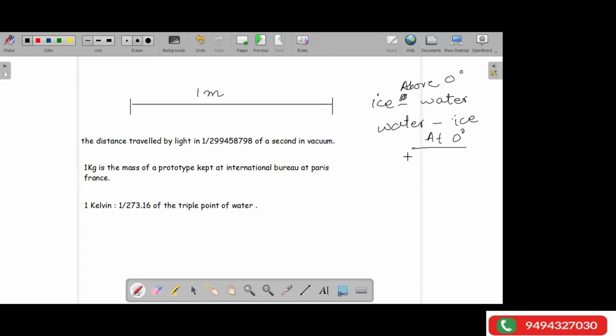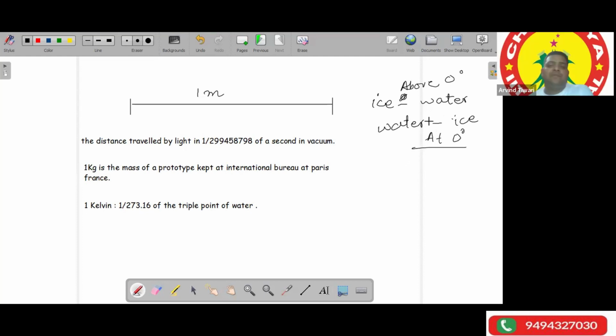See, this is not the whole condition. You do not have only temperature as the function. You have two other things which are playing a role. Apart from temperature, you have atmospheric pressure. So pressure is another factor which affects melting and freezing.